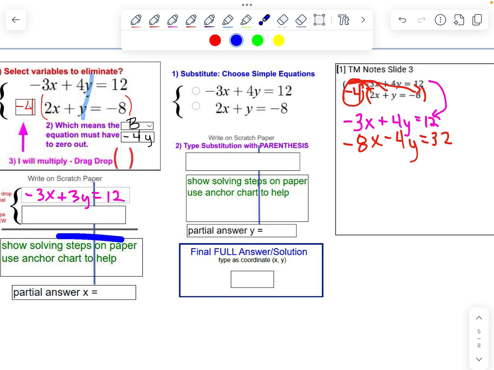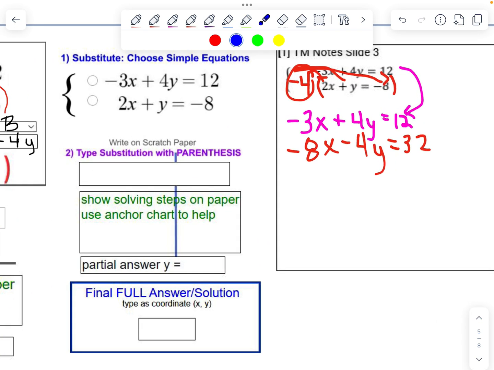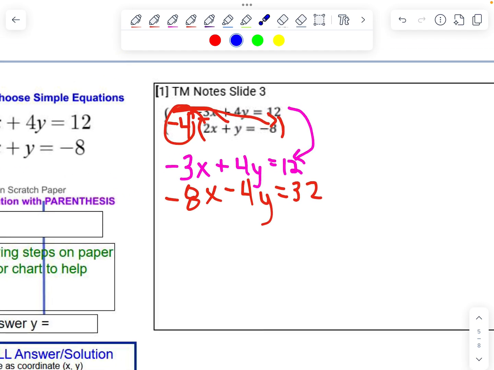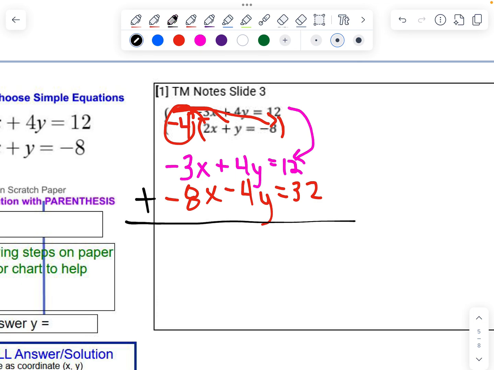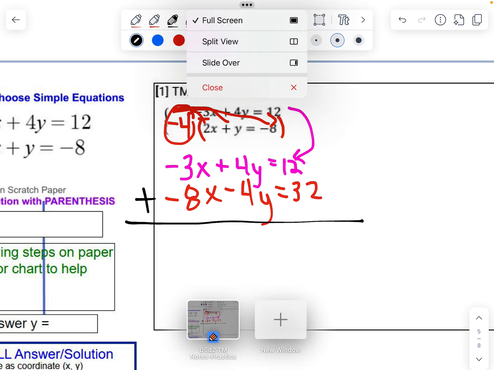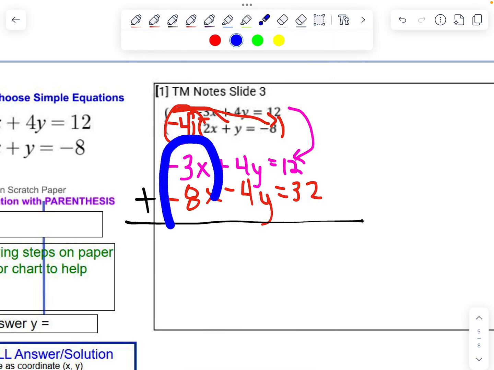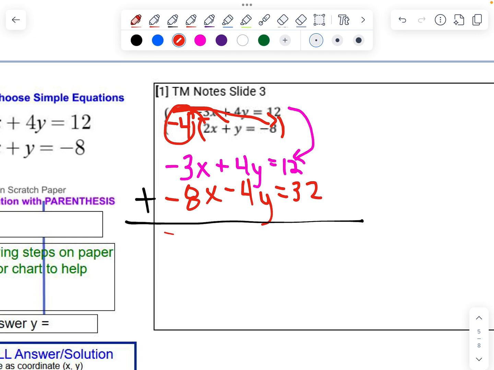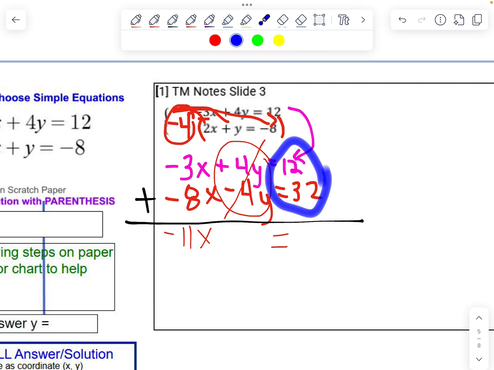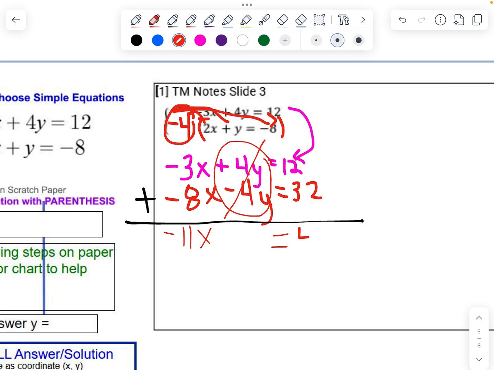Then notice it says show solving steps on paper. So you should go back to your paper. I'm going to zoom in. Now it is your big giant addition problem. And as we go down the columns, this right here totals to -11x. The +4y and -4y is the elimination that we were hoping for. Then we have equals, and then this totals to 44, equals 44.